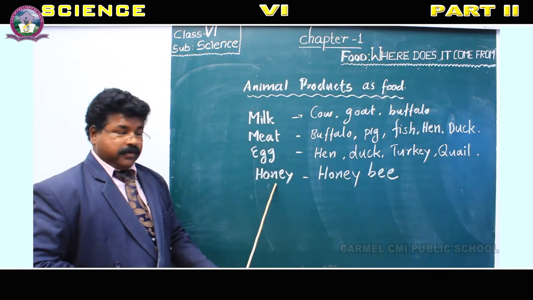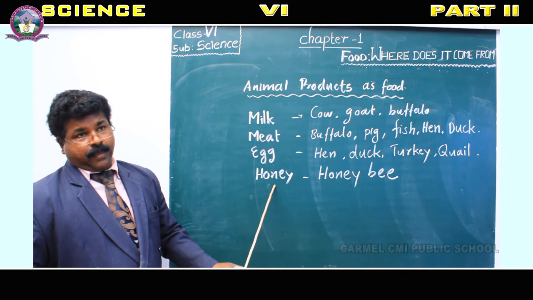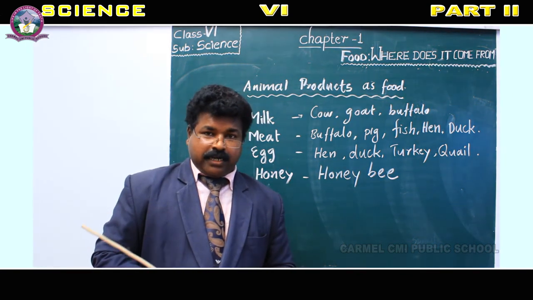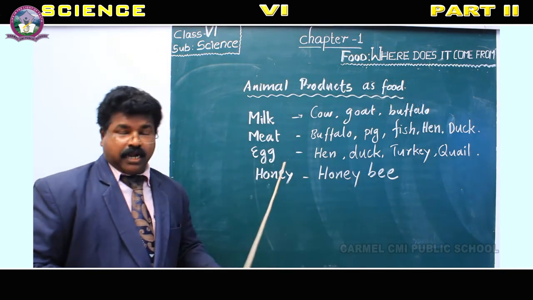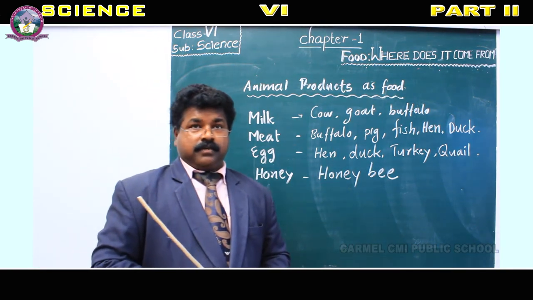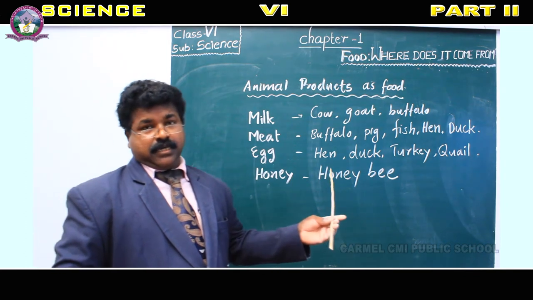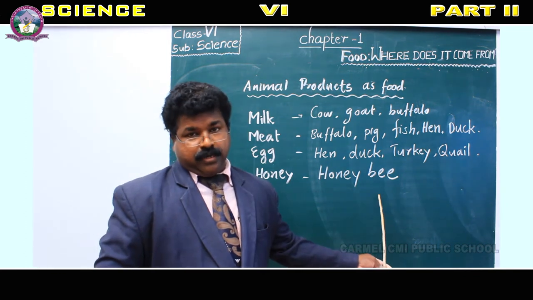Then next we'll see about honey. As children, you are all very much interested in having honey. And how do we get this honey? Actually, this honey is produced by an insect called the honeybee. So you are all familiar.